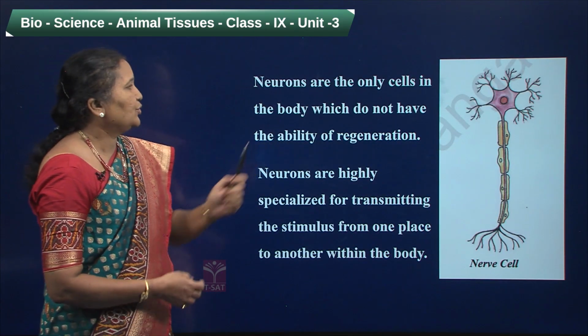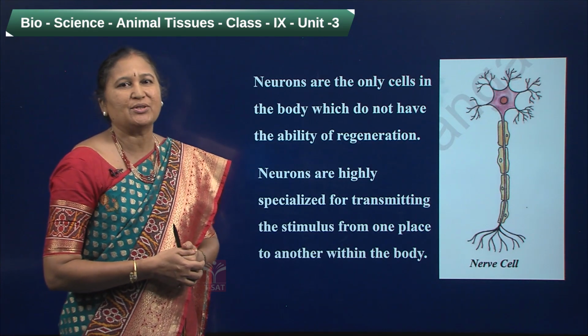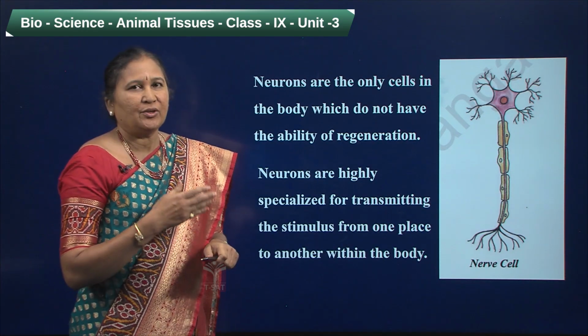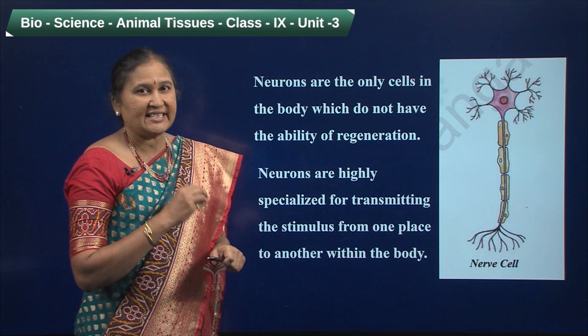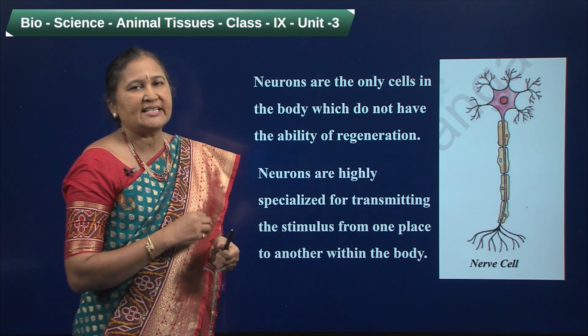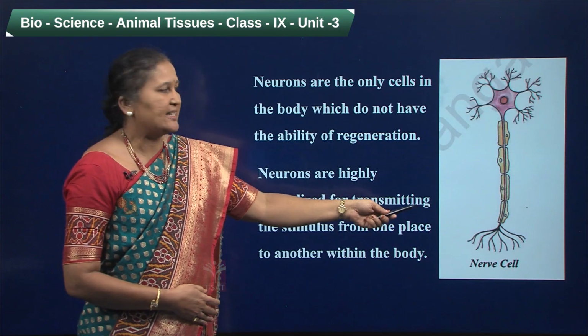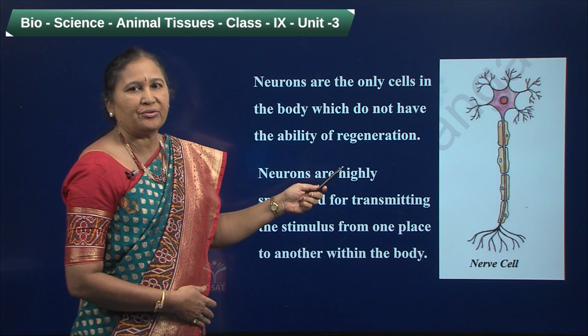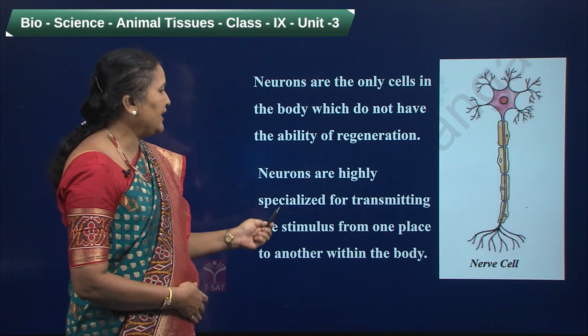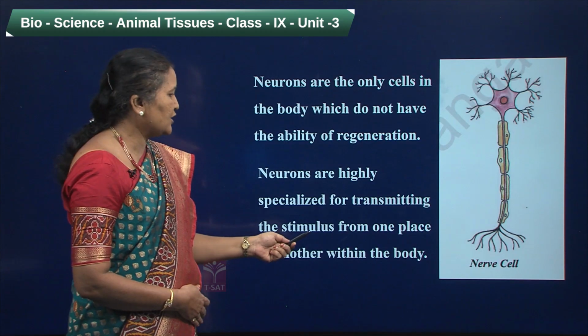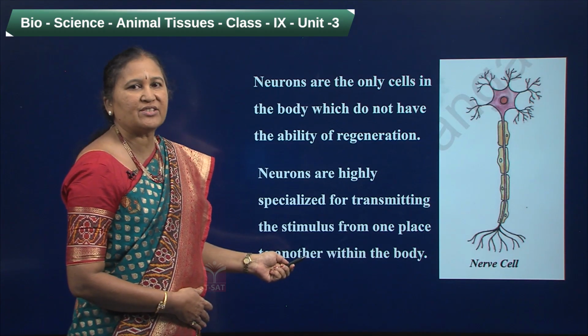Neurons are the only cells in the body which do not have the ability of regeneration. We know that if you get hurt, the skin cells come again. The skin cells may regenerate, but that is not the case with our nerve cells. They do not have the ability of regeneration. Neurons are highly specialized for transmitting a stimulus from one place to another within the body.